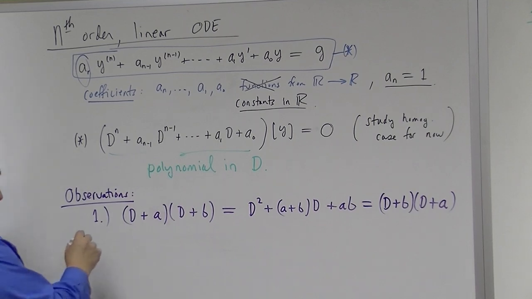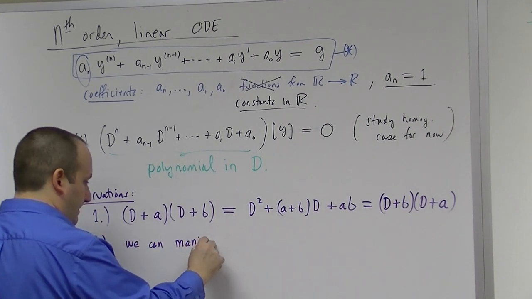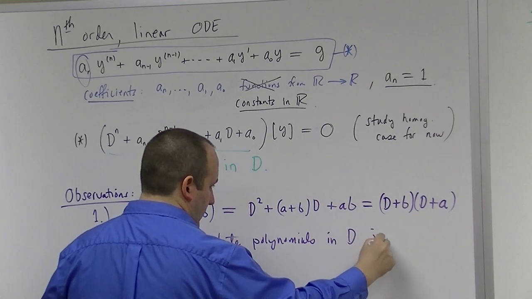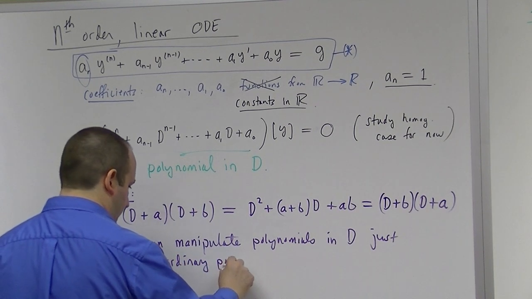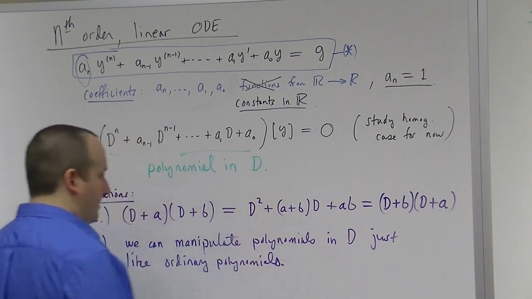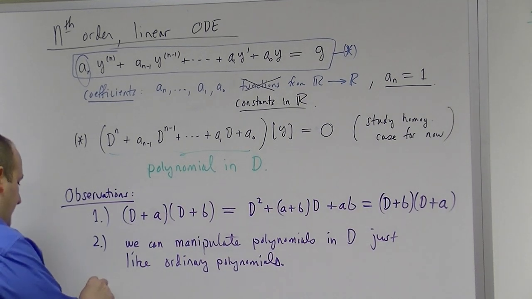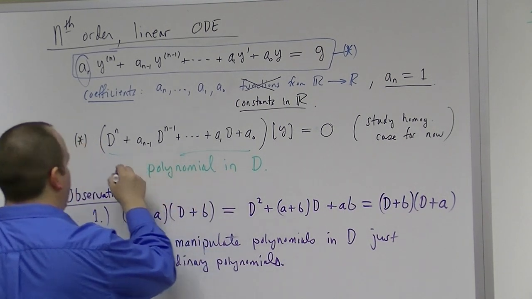So to make a summary without getting too involved in this, basically, we can manipulate polynomials in D just like ordinary polynomials. So what does that mean? Well, this is a real polynomial, so the fundamental theorem of algebra applies. There are n factors, at most n distinct solutions. Some of them could be complex, some of them could be repeated. So basically, I was calling this thing L.